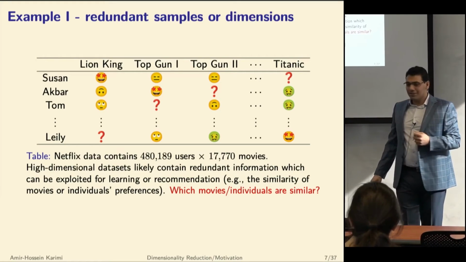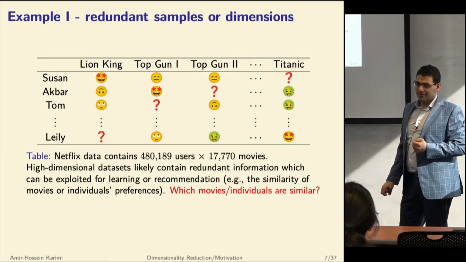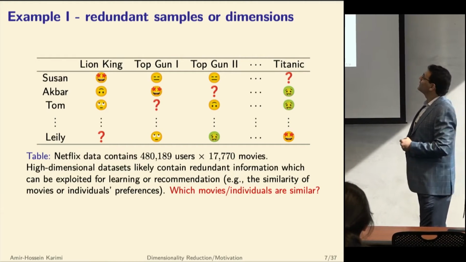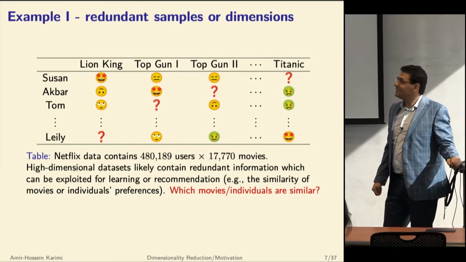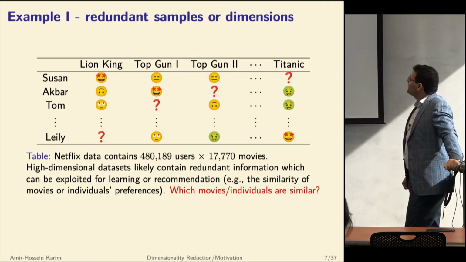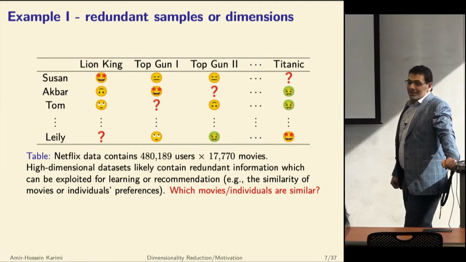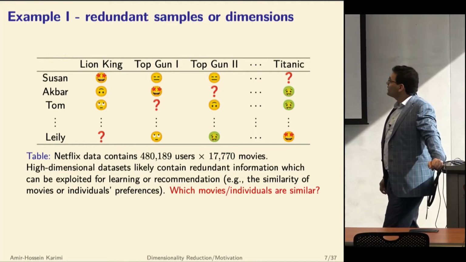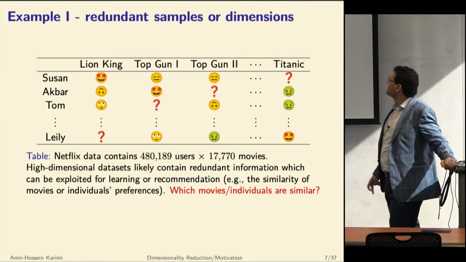What about the individuals? Which ones seem similar? It's a bit harder. Susan and Layli, and why is that? They have similar ratings for the two top movies. Right, okay. Who else would you say are similar? Also maybe in the back. Tom and Akbar. And why is that? They both hated Titanic. They both hated Titanic, good, yes.